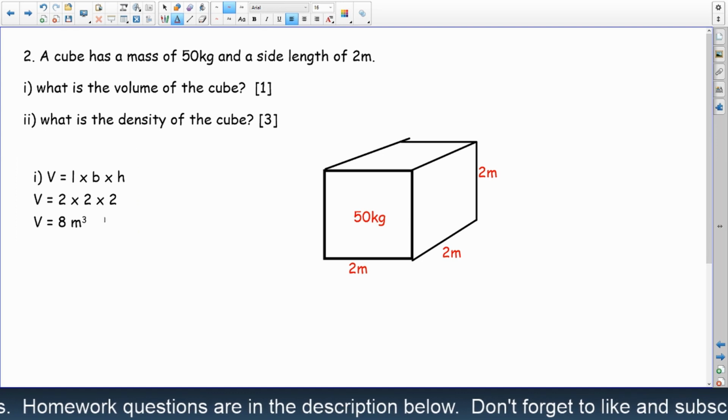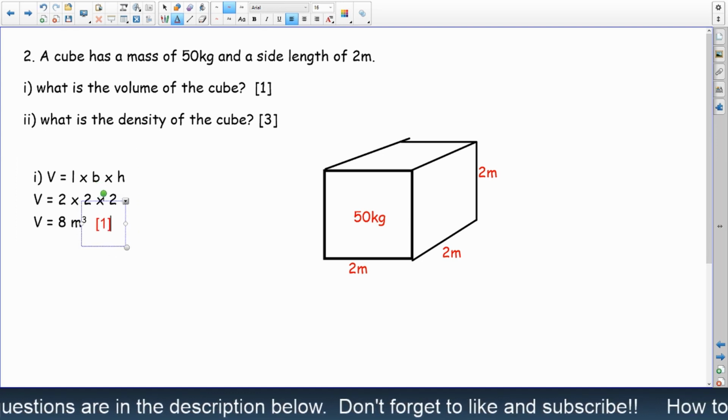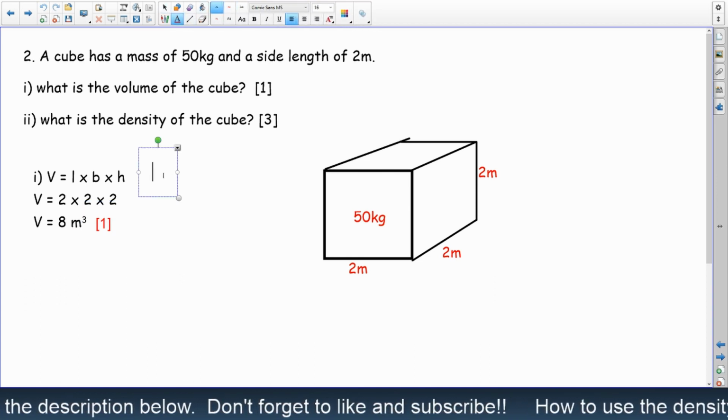And we're going to get given just 1 mark for that because you should have been able to do the volume of a cube since you were essentially in primary school, so you don't get anything extra for that.